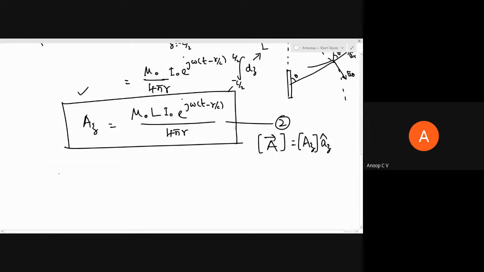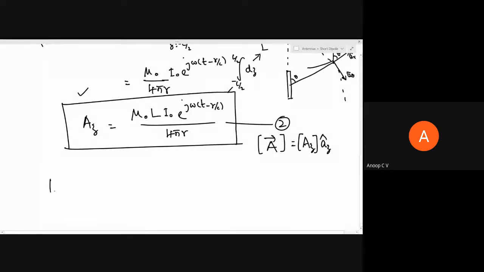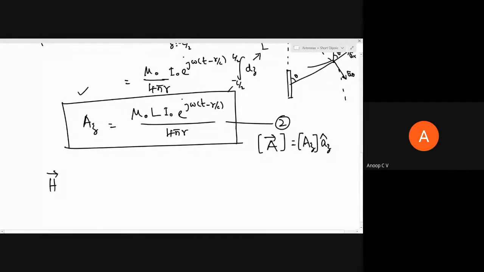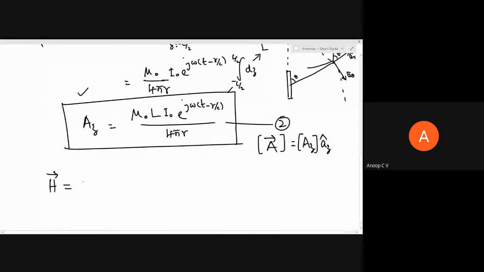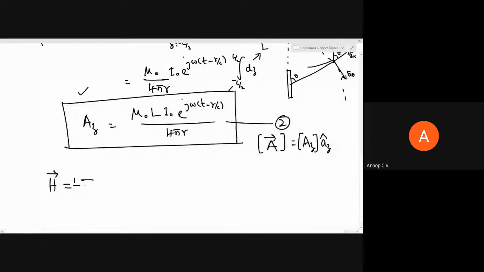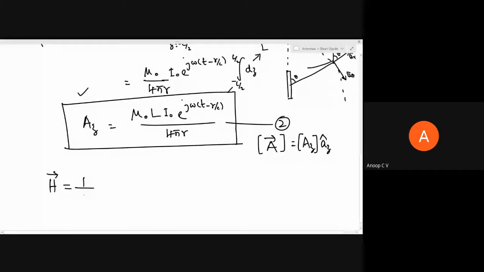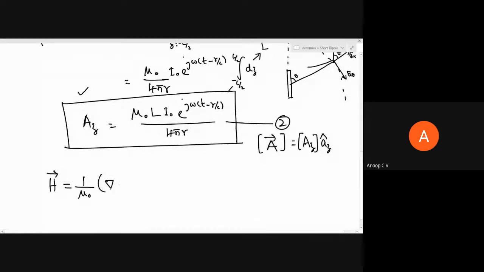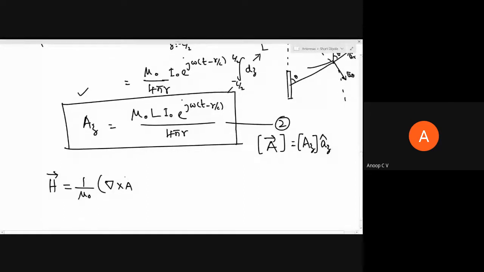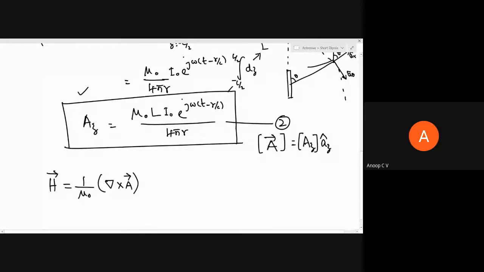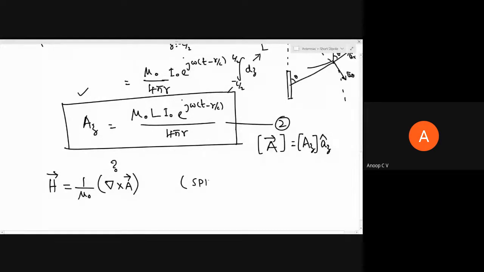Now, how can I find out H, magnetic field intensity vector? Magnetic field intensity vector can be found out as 1 by mu naught times del cross A. Now we need to discuss the curl of a vector. That too we have to calculate in spherical coordinate.